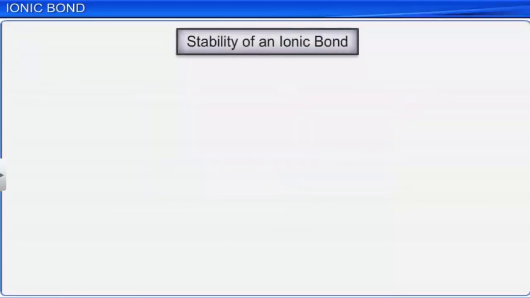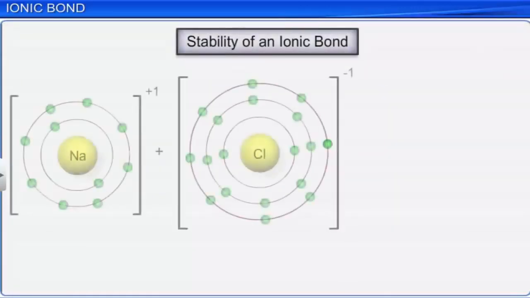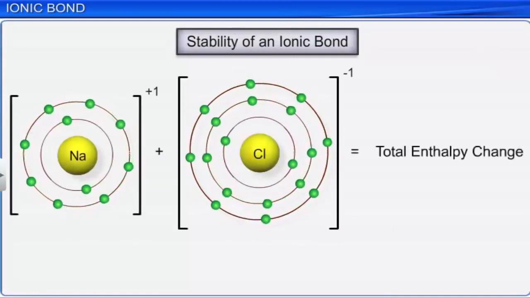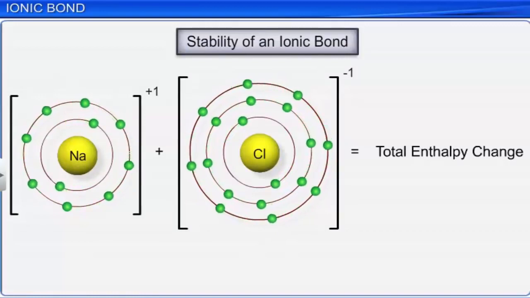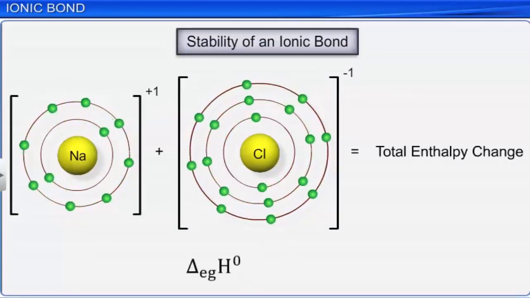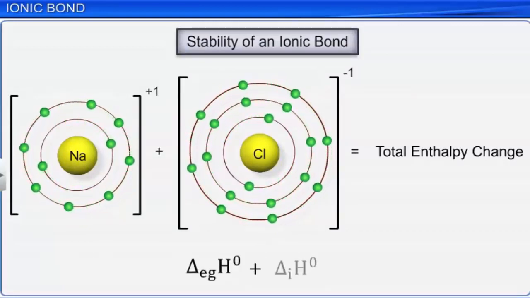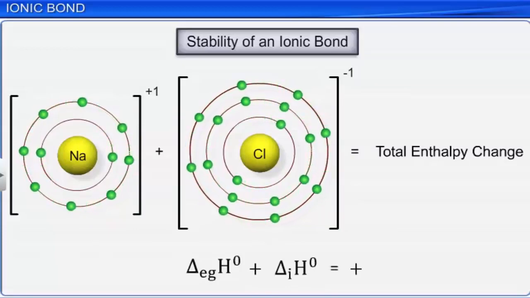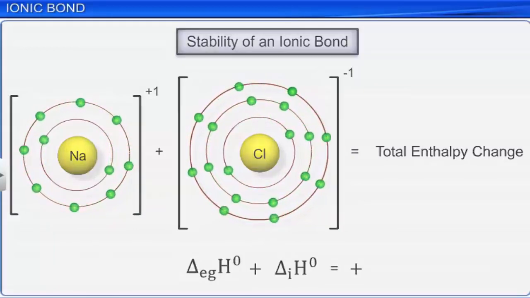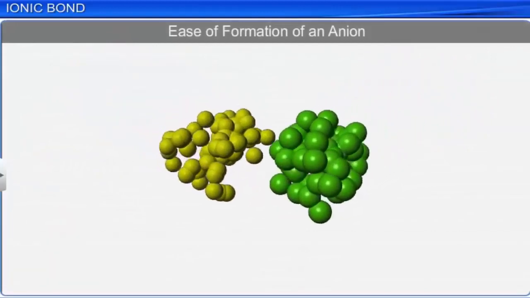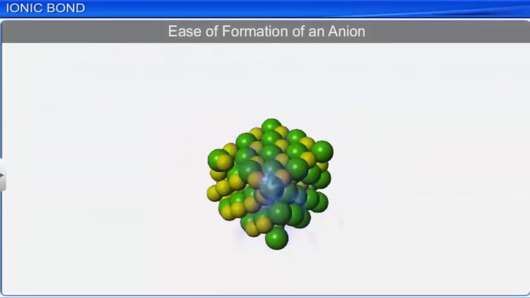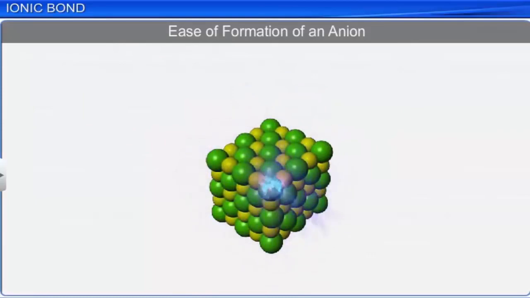The stability of an ionic compound can be predicted by calculating the total enthalpy change in the process. In ionic solids, the sum of the electron gain enthalpy and the ionization enthalpy may be positive. But still, the crystal structure is stabilized due to the energy released during the formation of the crystal lattice.